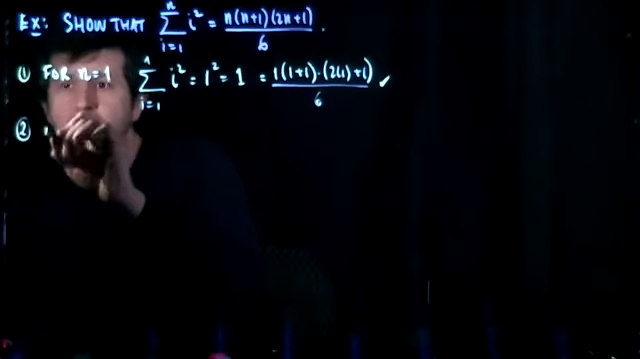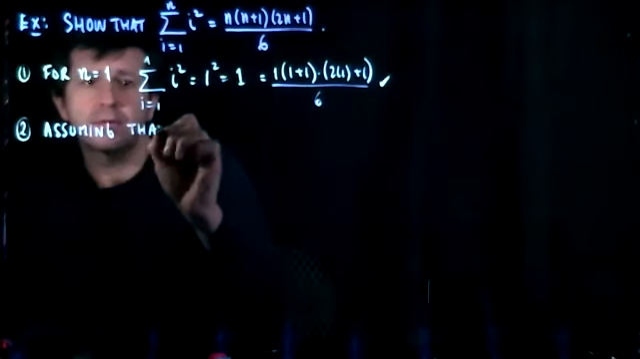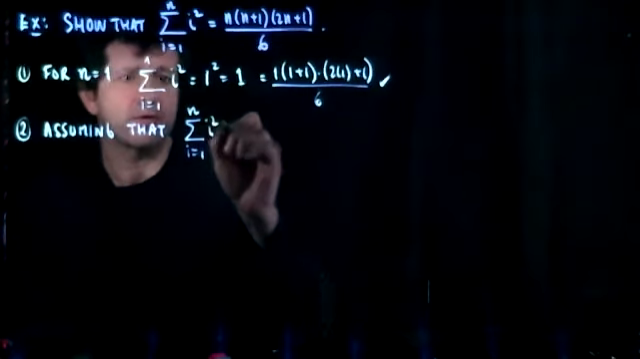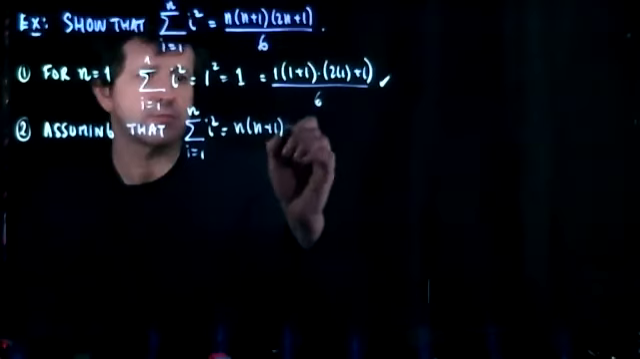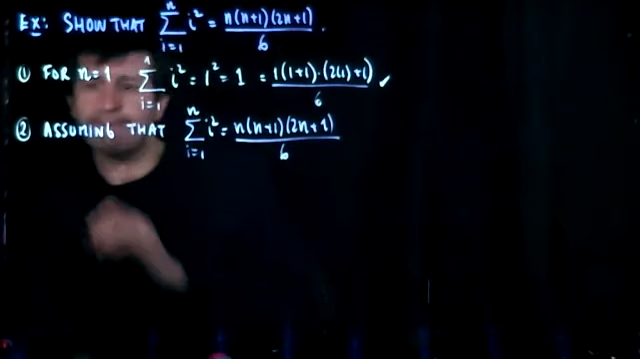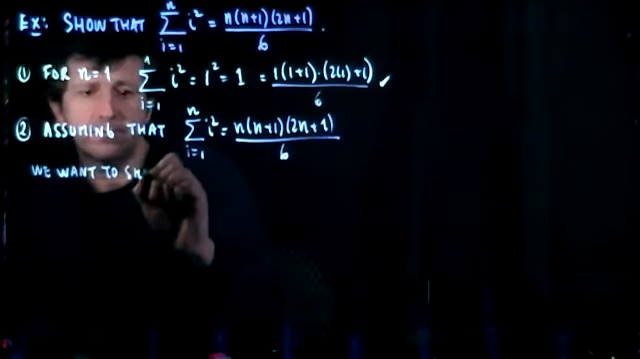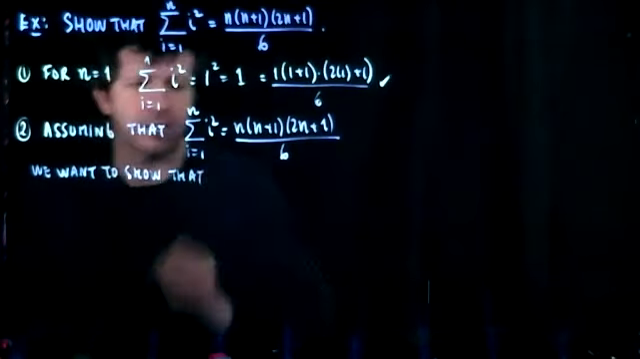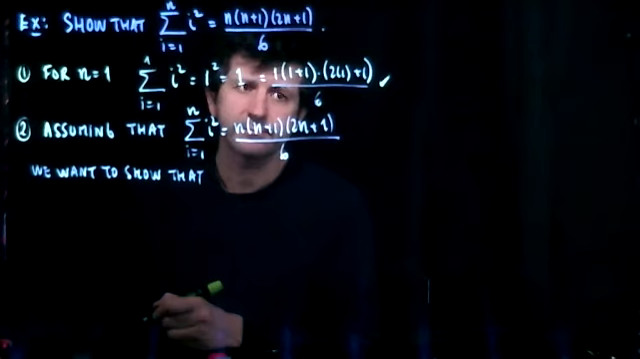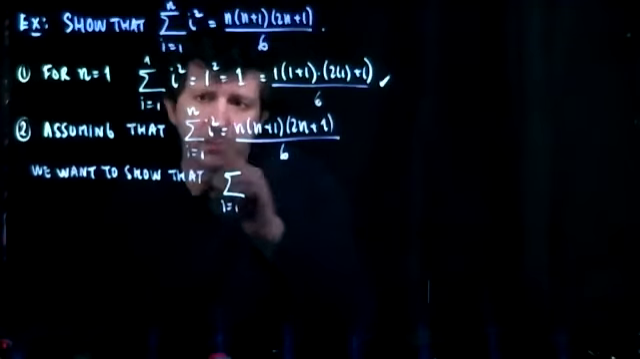Second step. So assuming that this is true, the sum i equals 1 until n of i squared is n times n plus 1 times 2n plus 1 over 6, we want to show that. What do we want to show? Can you tell me? It works for n plus 1. Exactly. So what does it mean explicitly?